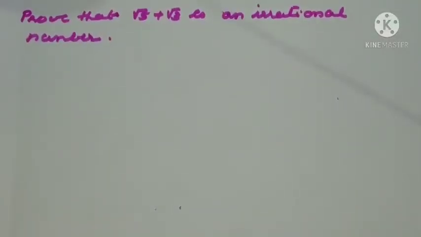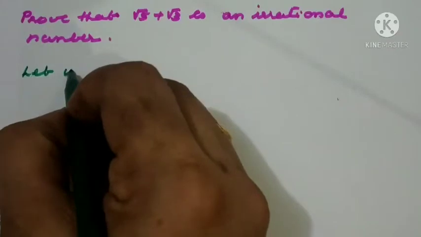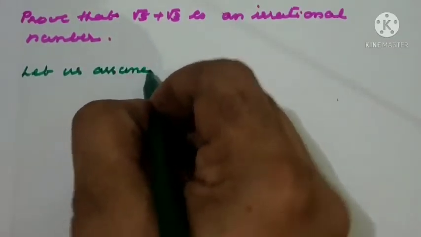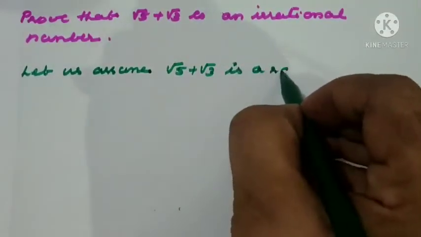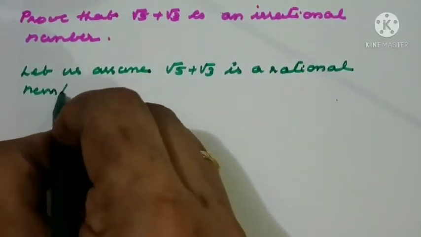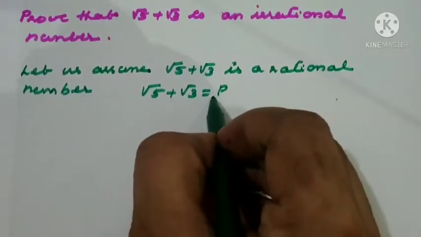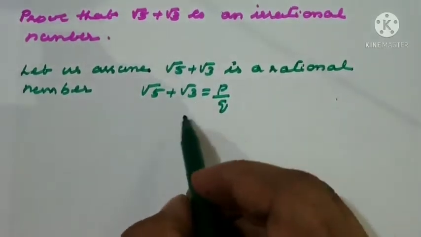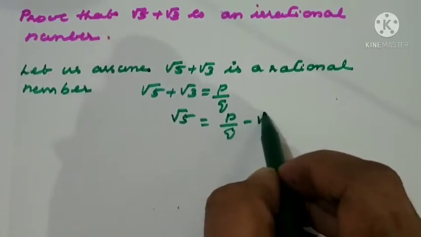Prove that root 5 plus root 3 is an irrational number. Let us assume root 5 plus root 3 is a rational number. So root 5 plus root 3 equals p by q. I just want to keep root 5 here and root 3 that side. So root 5 equals p by q minus root 3.